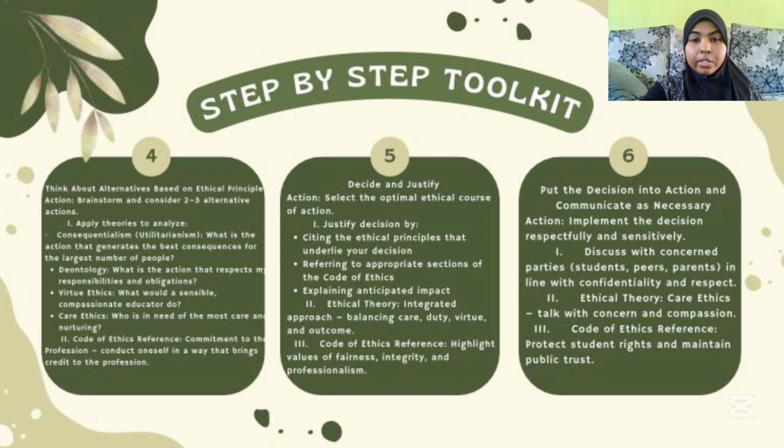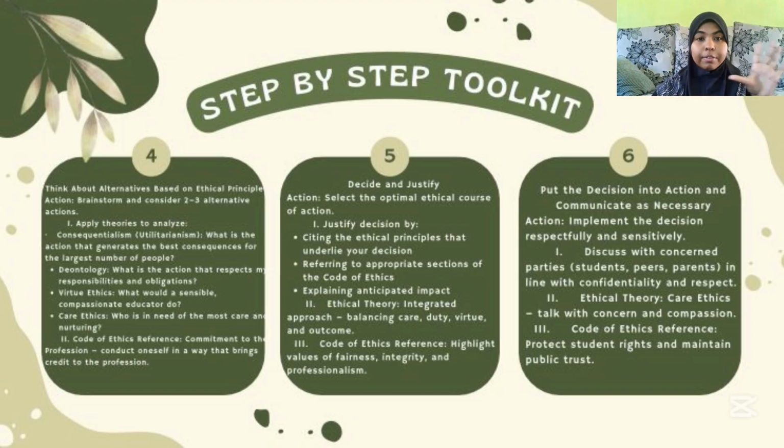So the fourth step is think about alternatives based on ethical principles. Action we can take: brainstorm and consider two to three alternative actions, and we can apply theories to analyze. First, consequentialism: what is the action that generates the best consequence for the largest number of people? Second, deontology: what is the action that respects my responsibility and obligation? Third, virtue ethics: what will a sensible, compassionate educator do? And care ethics: who is in need of the most care and nurturing? And second, code of ethics reference: commitment to the profession, conduct oneself in a way that brings credit to the profession.